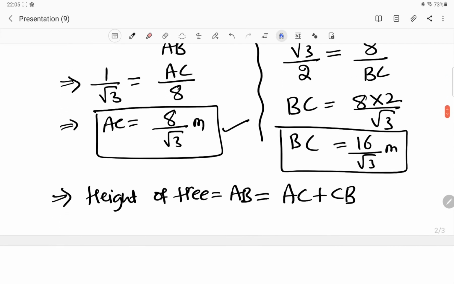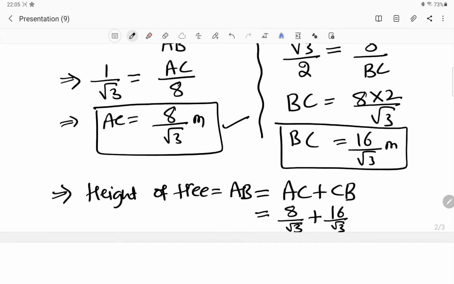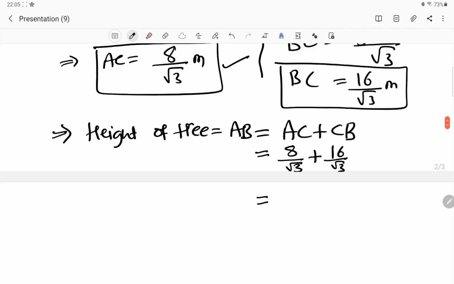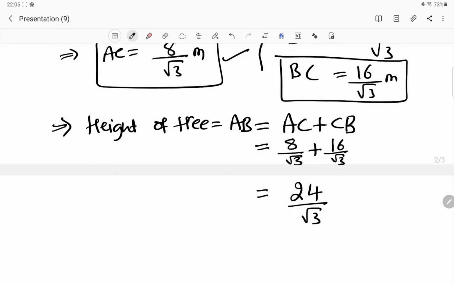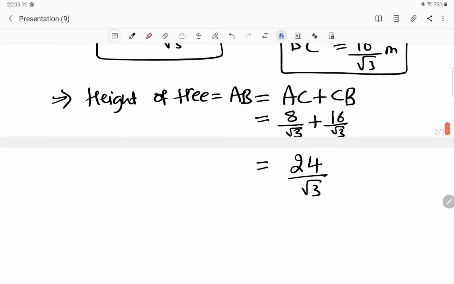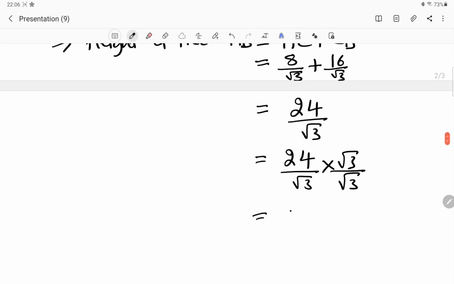So both the answers we have now. AC is going to be 8 by root 3, plus the value of CB, which is 16 divided by root 3. So 8 by root 3 plus 16 by root 3 is going to be 24 by root 3. But we cannot keep it like this, because we cannot leave an irrational number in the denominator. I am going to remove that. So that is going to be 24 divided by root 3 into root 3 divided by root 3. Alright, so it becomes 24 root 3 divided by 3.